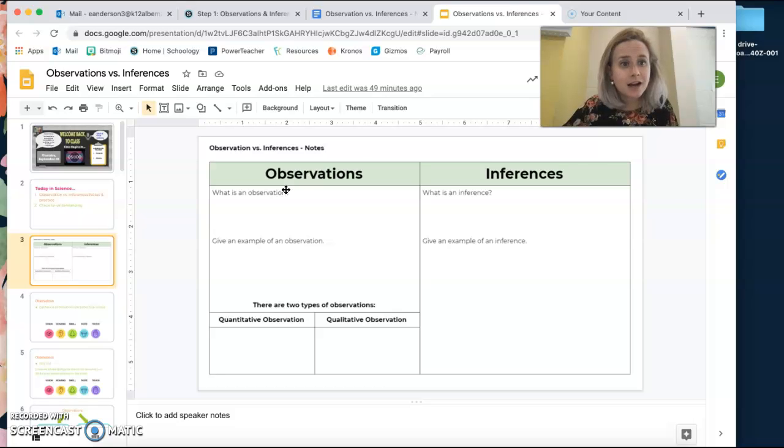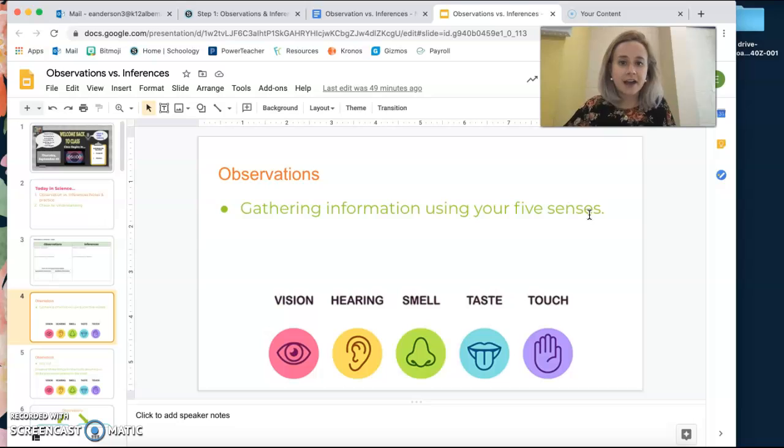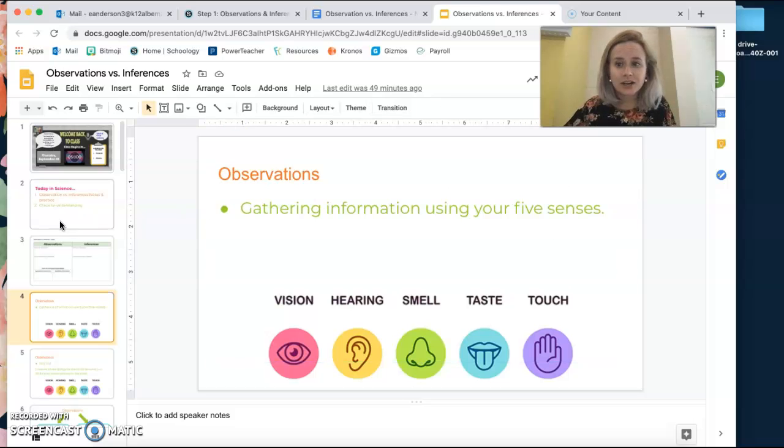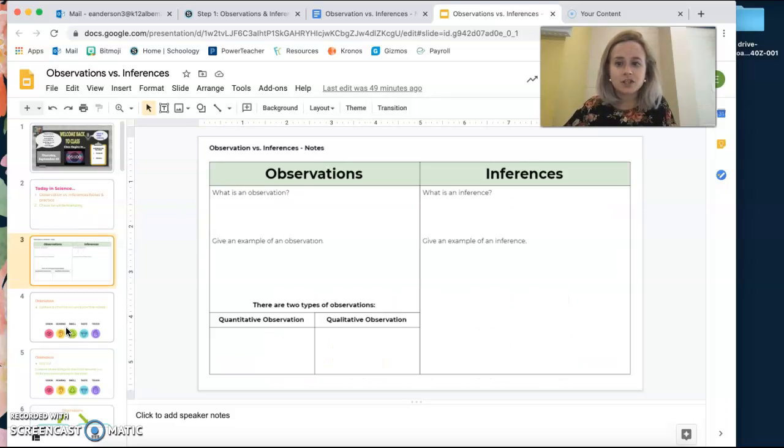By the end of this class, you will be able to make inferences from what you observe, and you'll be able to tell me the difference between observations and inferences. Okay, right here, what is an observation? Let's start writing right here. An observation is gathering information using your 5 senses. Your 5 senses are vision, hearing, smell, taste, and touch. You can write that down if you want, or you don't have to. You can just write at least what's in green right here on your note sheet.